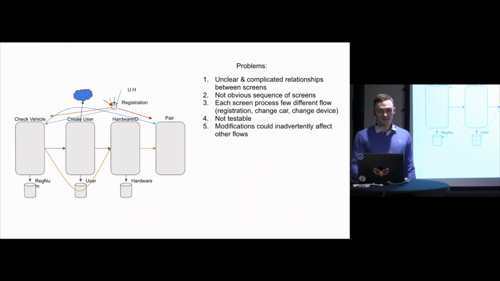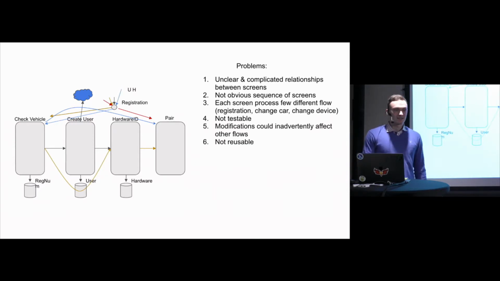So the next problem is that modifications could inadvertently affect other flows. We faced this problem a few times when we changed the design for registration, and then we realized, oh, we broke top up. Why? How does it work? So yeah, and it wasn't reusable at all, and we didn't have even a chance to reuse it somewhere else.